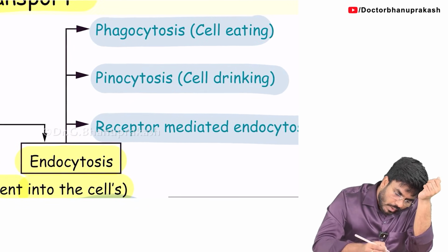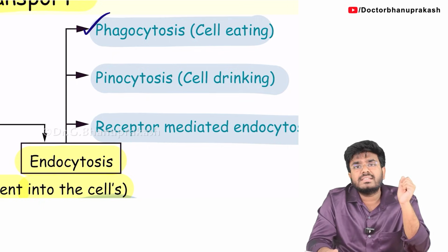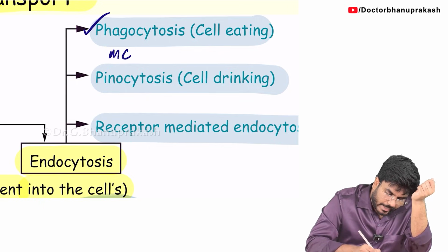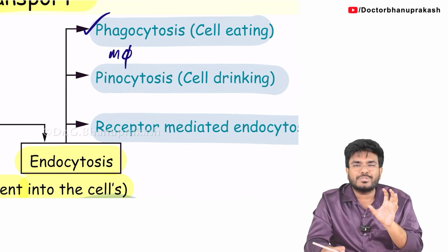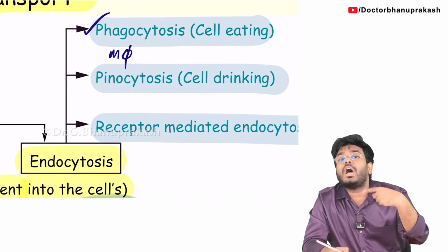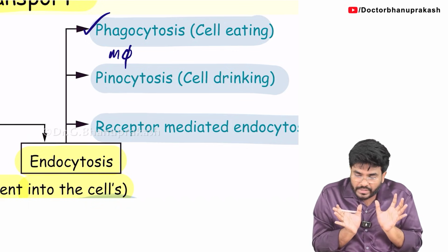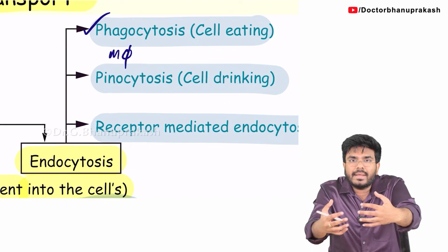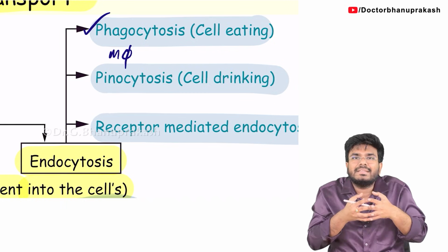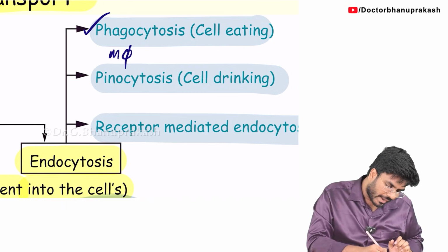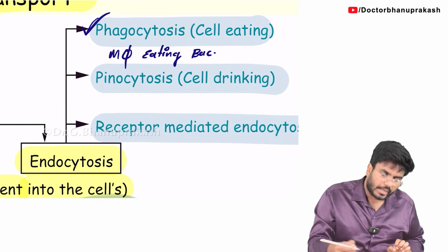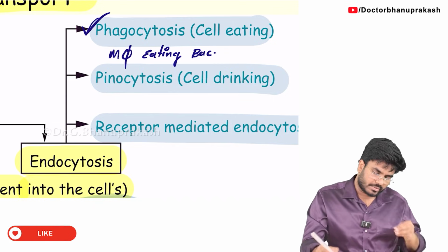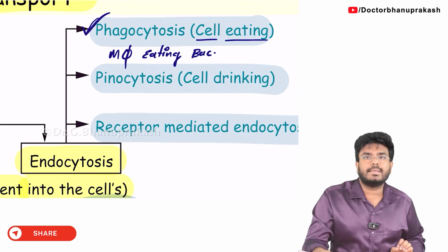For example, what is the example for phagocytosis? Let's say there is a macrophage or a neutrophil eating bacteria. Okay, macrophage, what is it doing? See, there is a bacterium outside the macrophage. It is extending the cell membrane and forming a vesicle around the bacterium, eating the bacterium. So this is an example of phagocytosis. Phagocytosis means a macrophage eating bacteria, or a neutrophil eating bacteria. That's an example of phagocytosis, meaning cell eating.